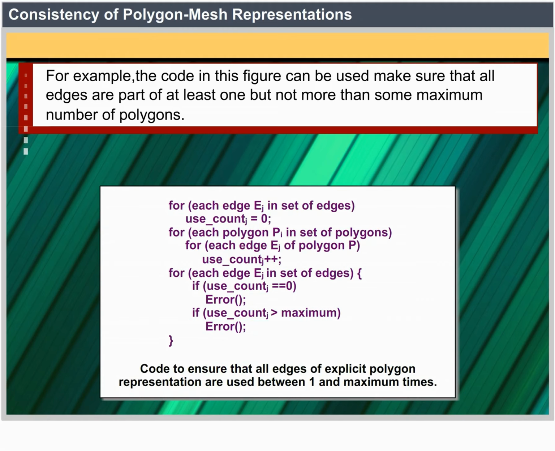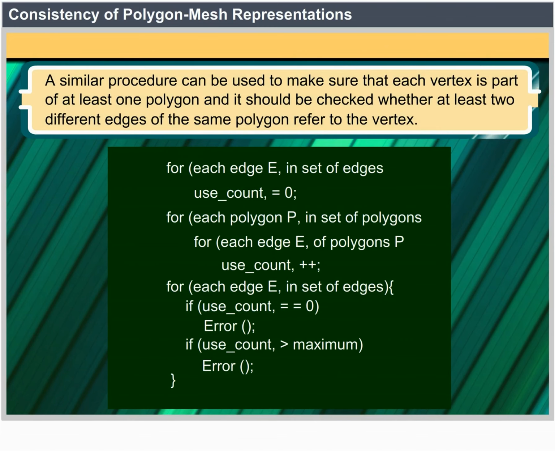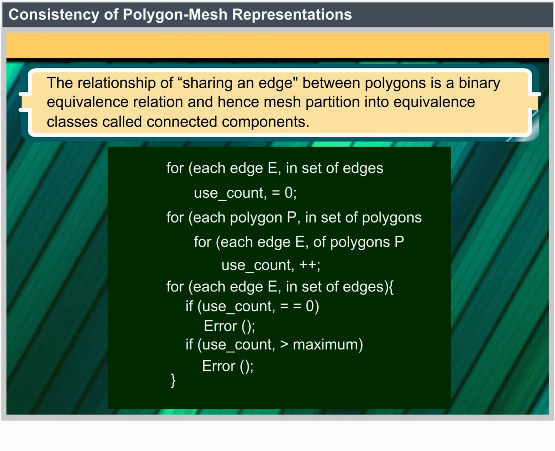This procedure is by no means a complete consistency check. For example, an edge used twice in the same polygon goes undetected. A similar procedure can be used to make sure that each vertex is part of at least one polygon. We check whether at least two different edges of the same polygon refer to the vertex. Also, it should be an error for the two vertices of an edge to be the same unless edges with zero length are allowed. The relationship of sharing an edge between polygons is a binary equivalence relation, and hence partitions a mesh into equivalence classes called connected components.